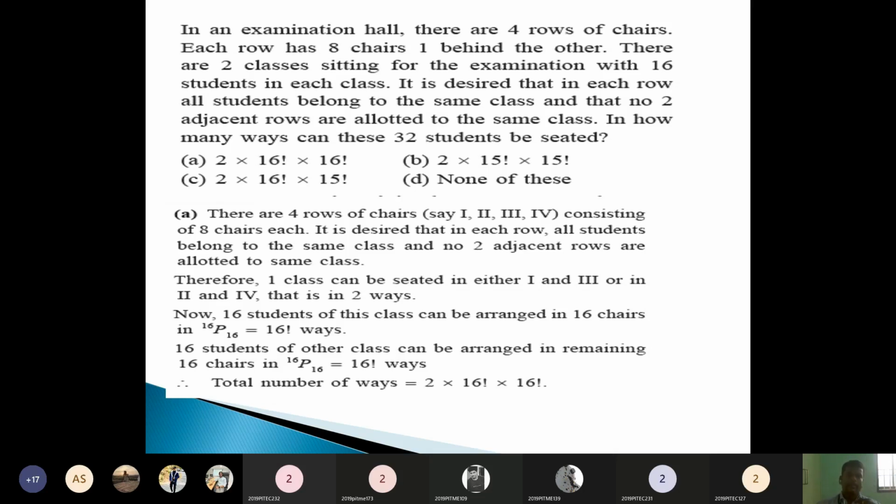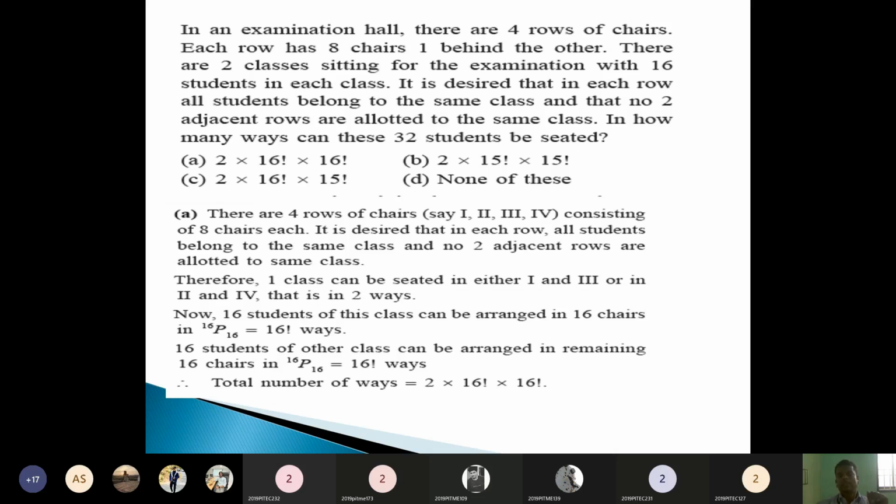That's what is mentioned. So there are 4 rows of chairs, say row 1, row 2, row 3, row 4, and each consists of 8 chairs. It is decided that all the students belonging to each row belong to the same section. No two adjacent rows are allotted to the same class. Therefore, one class can be seated either in rows 1 and 3 or rows 2 and 4. That is, in two ways you can be seated.